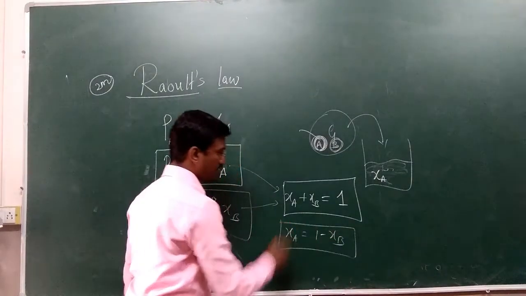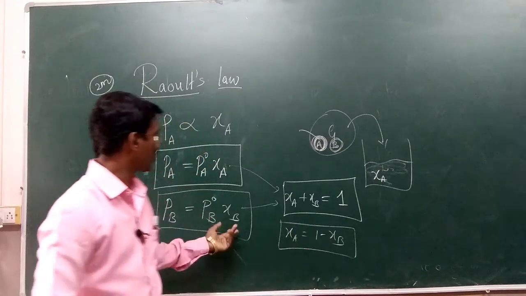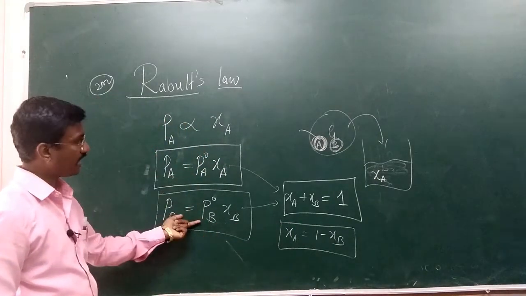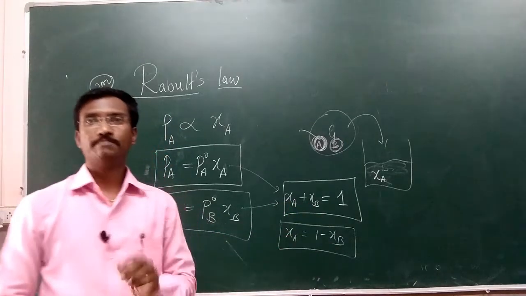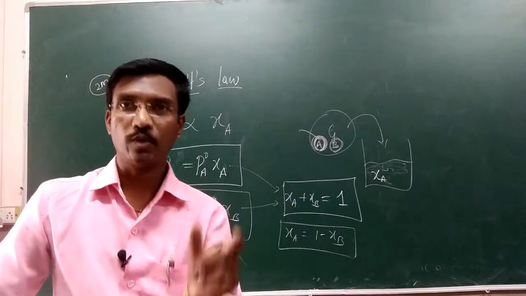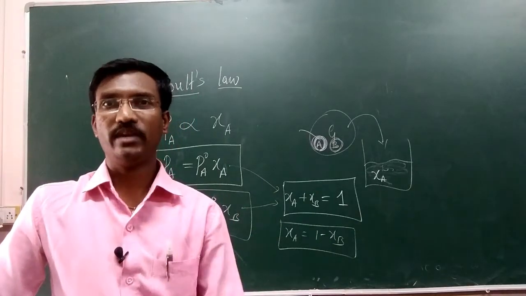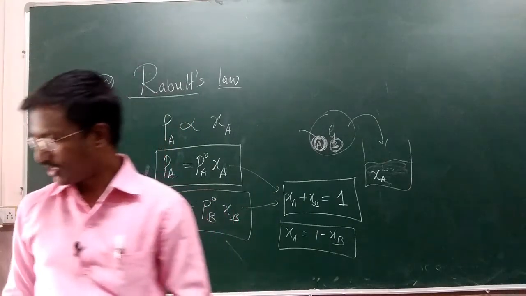In the notes I am giving some formulas. Those are not important. These three are important, and you have to remember them. XA plus XB is equal to 1, because the mole fractions of A and B together are always unity. All the mole fractions sum to 1.